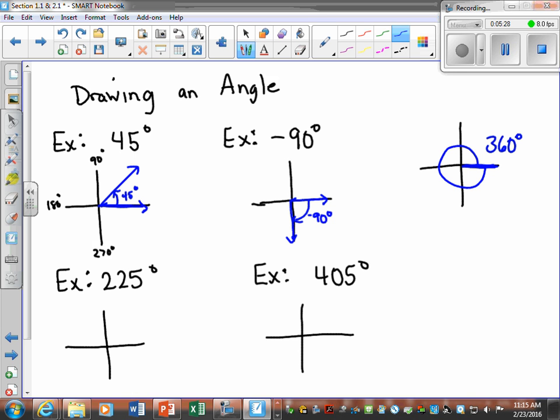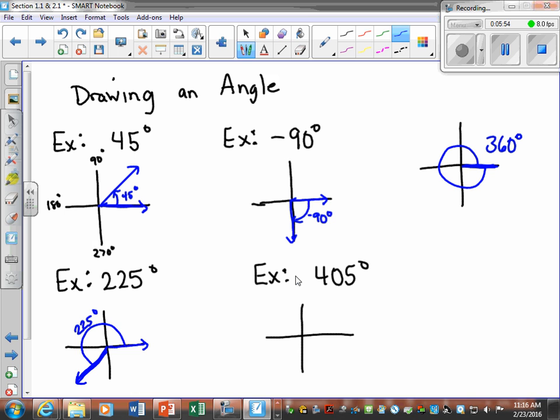Okay, positive 225 means my initial side here, and I'm going to go, that's 180, so 225 I'm going to estimate to be over here. So 225 degrees is going to be my angle. It's a positive angle. Now, what do you think we're going to need to do to get 405?